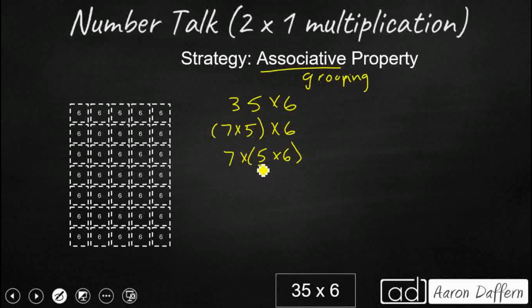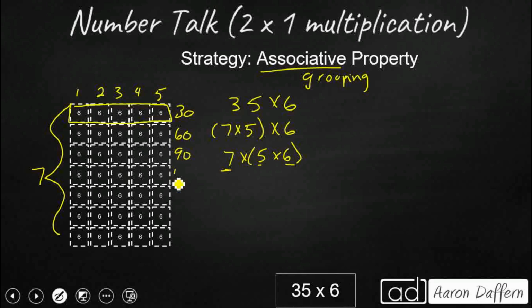So I've got 5 groups of 6. So here's my 1, 2, 3, 4. Here's my 5 groups of 6 right there. Then I've got 7 groups of 5 groups of 6. So each of these 5 groups of 6, that's going to get me 30. So 60, 90, 120, 150, 180, 210. So you can use that if you skip count by 30s to get up to your 210.